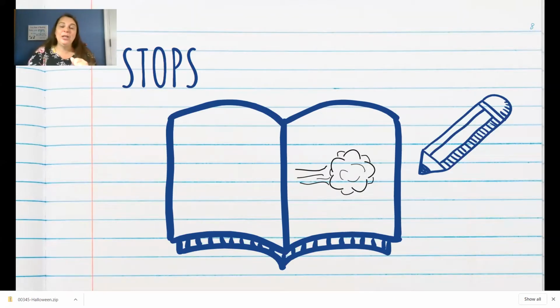Here's a good early elementary joke for you. How do you make a tissue dance? Put a little boogie in it.